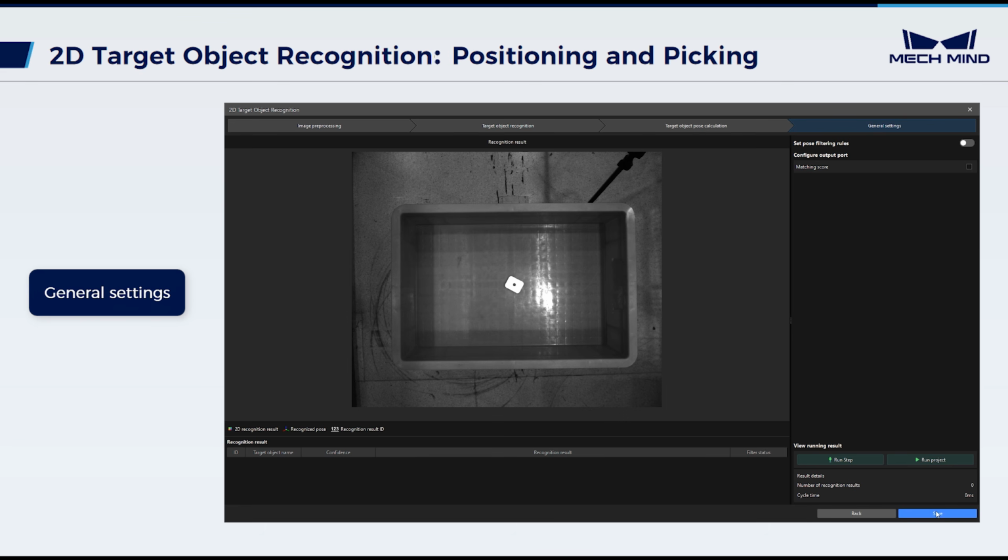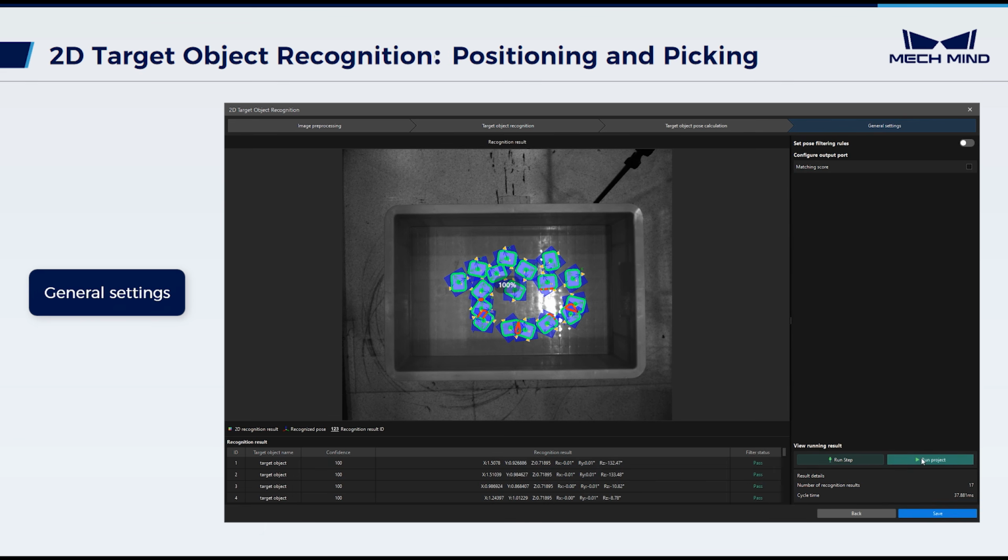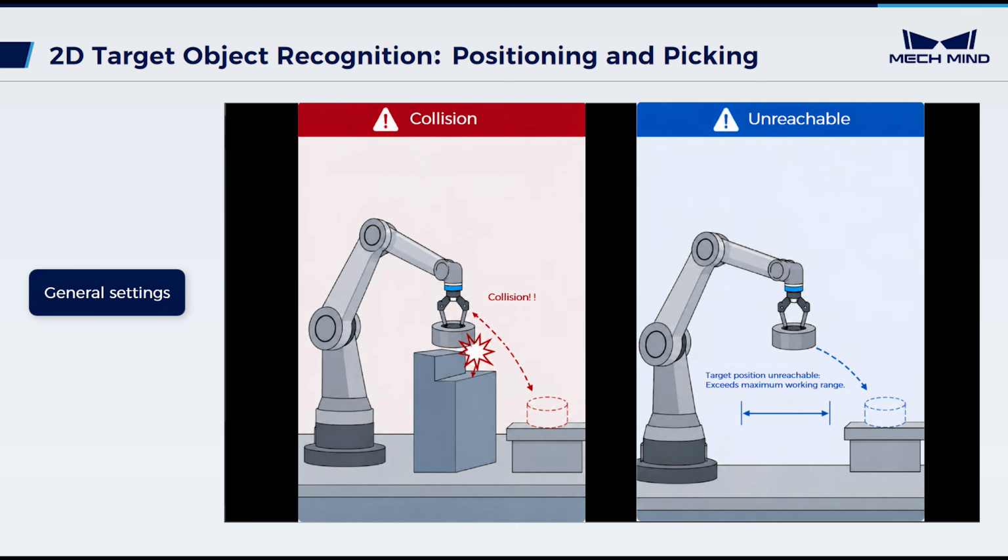Before the specific configuration, place the objects back into the bin and click Run Project again. This allows the system to perform batch recognition and output the picking poses for all objects. In General Settings, configure pose filtering rules and output ports as needed. Here, pose filtering is used to exclude poses with potential collision risks or execution constraints.